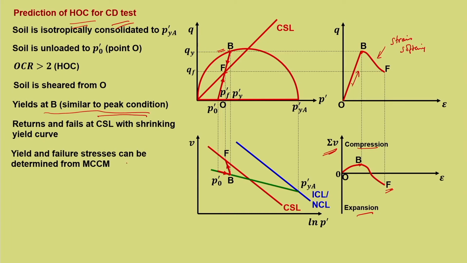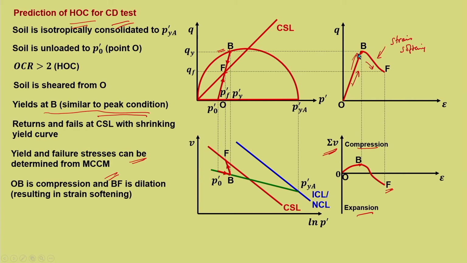So, yield and failure stresses can be determined from MCCM by substituting at these appropriate points. So, one can also get the failure and the yield stresses. Now, OB is compression and BF is dilation. Now, this becomes quite strict in the MCCM model, resulting in strain softening.